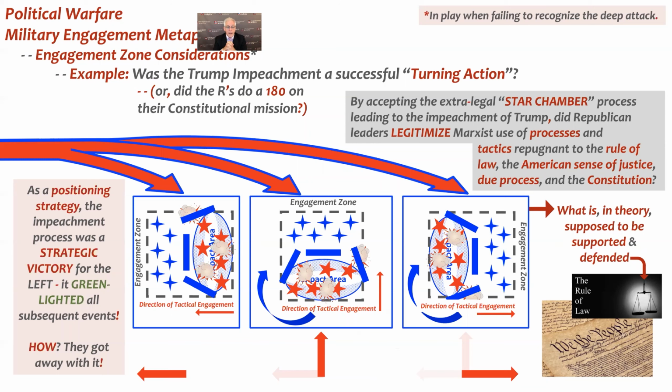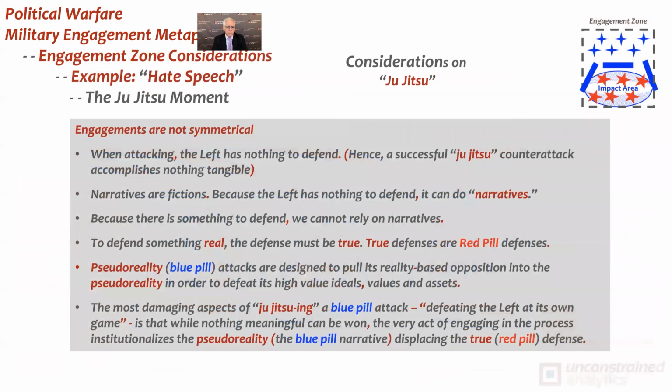From the left's point of view, as a positioning strategy, the impeachment process was a strategic victory for the left. It green-lighted all the subsequent events, the COVID-19 enforcement narrative, where your elected leaders responsible for their constitutional mission and the rule of law completely abrogated them to completely arbitrary, internationally sanctioned COVID-19 narratives that had the effect of overruling civil rights. And they did it just by fiat, not even real oversight on that decision to do so. How did they get away with that? It's really an important question.